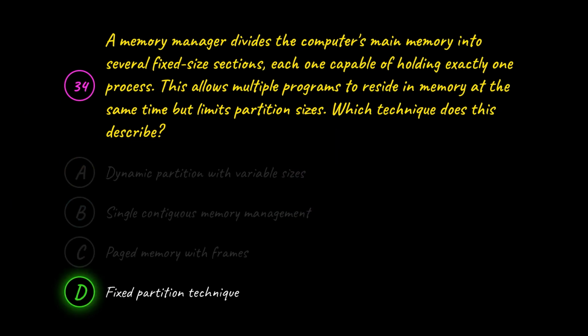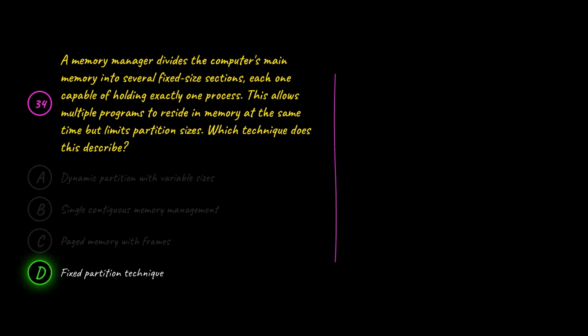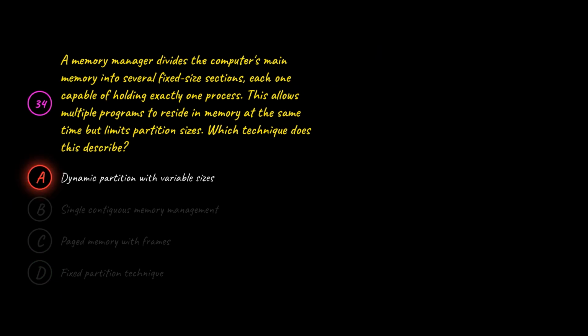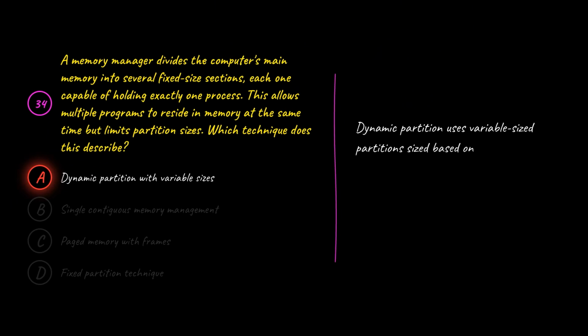The correct answer is D. Fixed partition technique. D is correct because fixed partition technique divides memory into fixed size partitions where each one holds a single process. This allows multiple programs to run at once but wastes space when processes do not perfectly fit partitions. A is wrong because dynamic partition uses variable partition size based on process needs at load time.